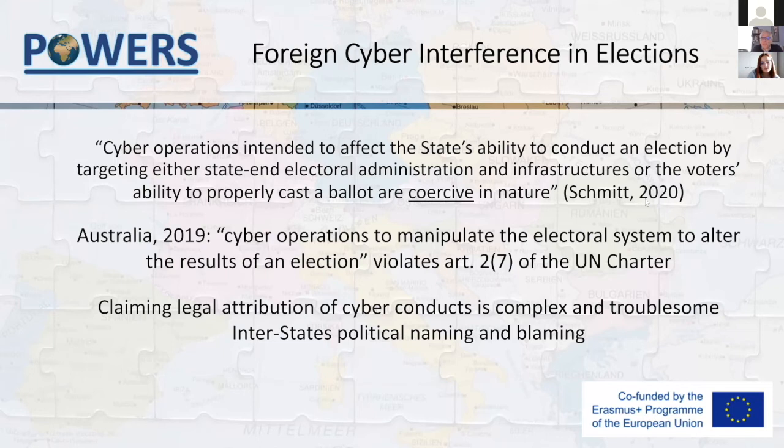The Australian government in 2019 clearly affirmed that a cyber operation to manipulate the electoral system and the result of an election is a clear violation of Article 2, Paragraph 7 of the UN Charter. And some other states support the Australian position concerning cyber interference in elections.